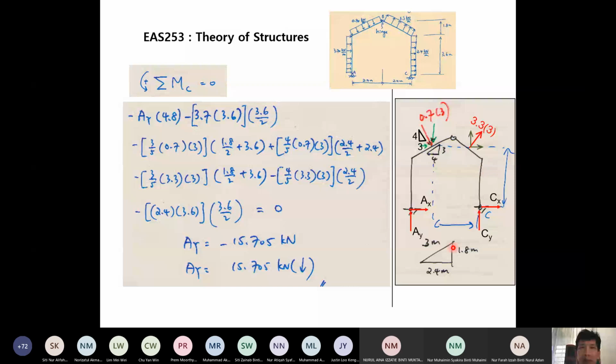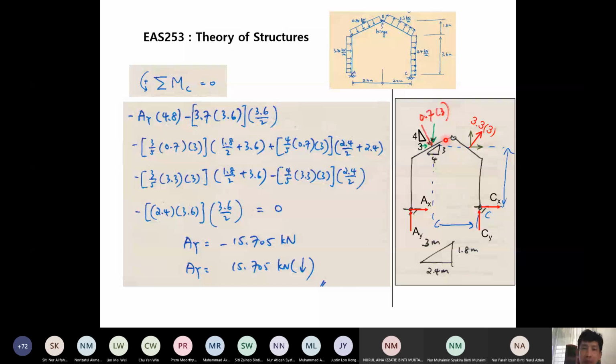Now, this 4-3, where does it come from? This 4-3 comes from the triangle that we are deriving here. We get it from the dimensions given to us for the hinge. You look at this diagram here, a bit small. This is given as 2.4 meter, and this is given as 1.8 meter. So if you use the Pythagoras theorem, you get 3 meter. The inclined length of this member is 3 meter.